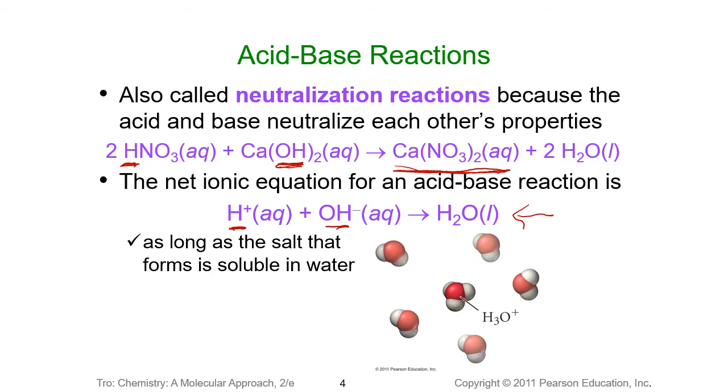So if that salt that is formed is soluble, our overall net ionic equation is always H+ plus OH- gives us water. I do want to note that chemists frequently will write H+ as H3O+, so this is just the H+ plus water, and that forms H3O+, which is also known as the hydronium ion. So H+ and H3O+ get used interchangeably.